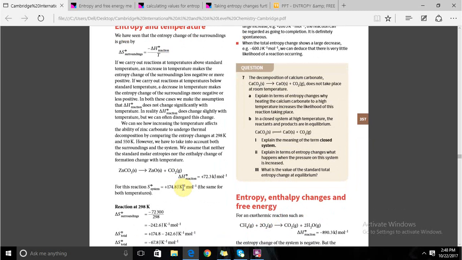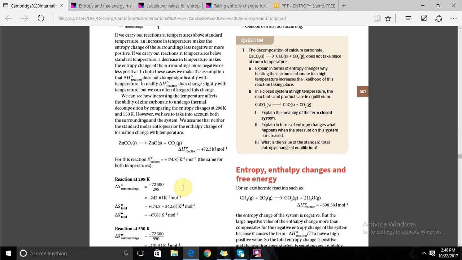And what is the value of the standard total entropy change in equilibrium? It is 0, because the value in either direction is equivalent and opposite, and therefore together they will make 0.